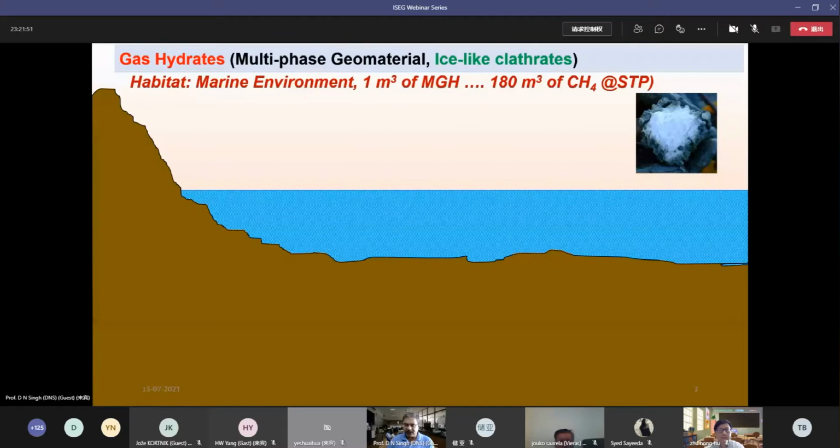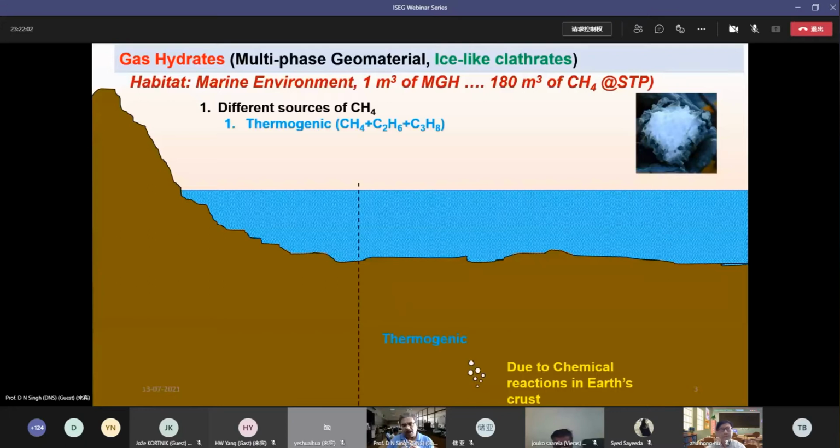This is how it looks. There could be different sources of methane which might be trapped in these clathrates. The way we define this is two broad categories: thermogenic. Thermogenic phenomena happen normally in the deep sea beds away from the continental shelf, mostly because of the chemical reactions which are going on in the Earth's crust. And this is where we can have gases like methane, ethane, and propane, which could be a consortium of the gases in which we are interested.